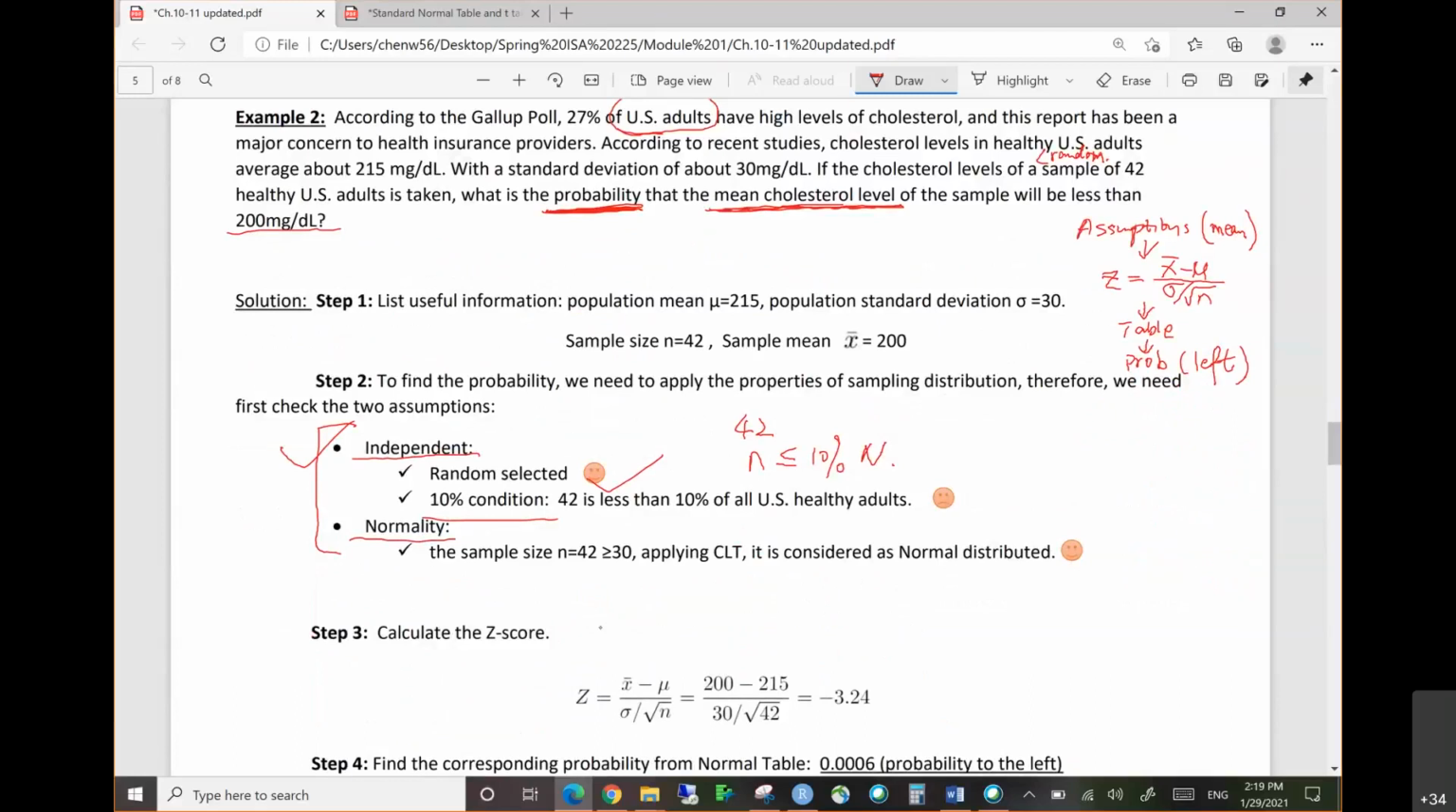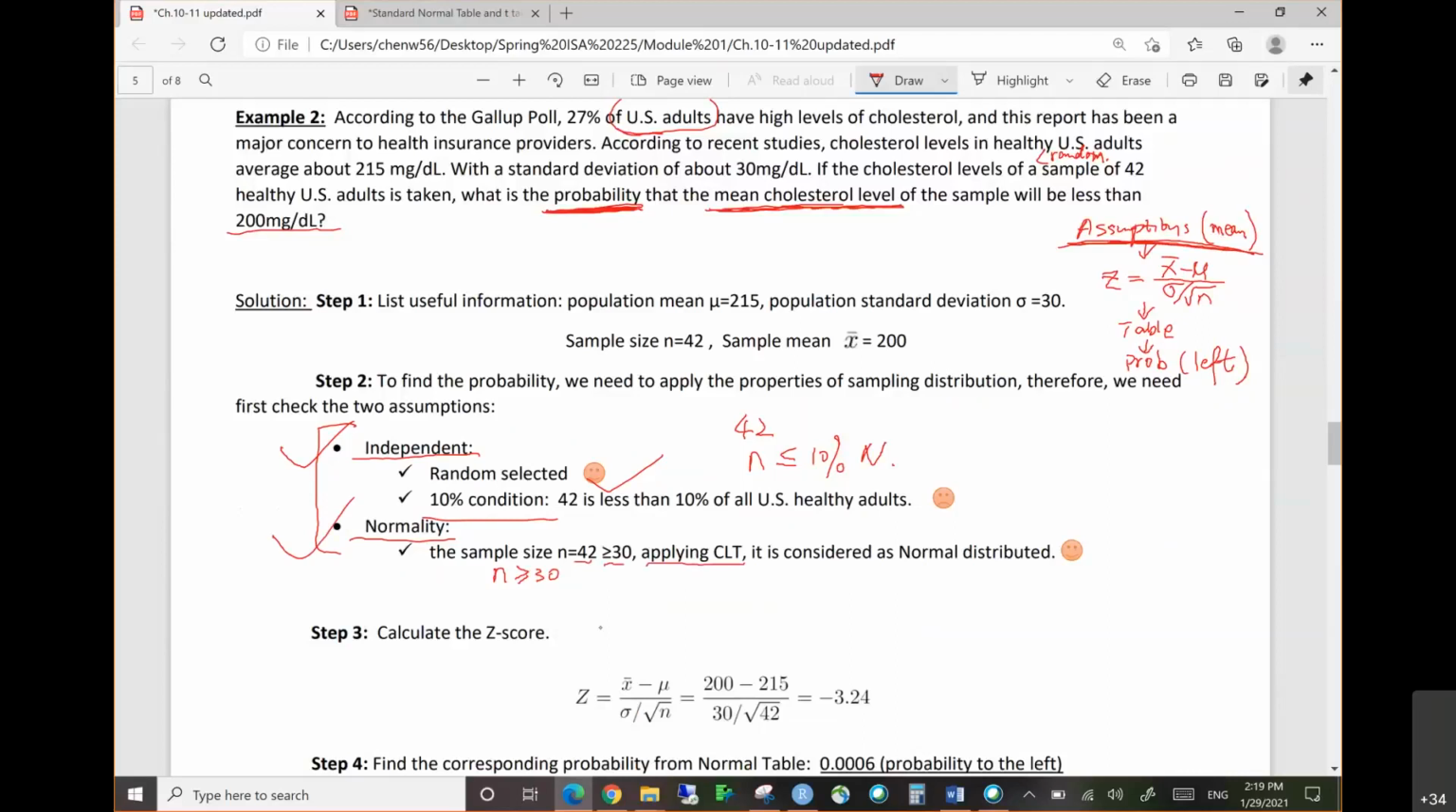The other one, normality assumption. Now we are checking the assumptions for the sampling distribution of the mean. That means we only need to check one thing, whether n is larger or equal to 30. Sample size is 42, larger or equal to 30. That means we can apply the central limit theorem so that we can consider it normally distributed. Normality assumption checked.